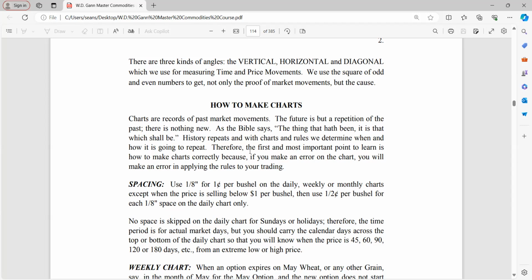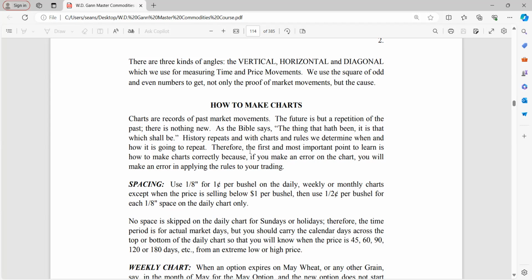Therefore, the first and most important point to learn is how to make charts correctly. Because if you make an error on the chart, you will make an error in applying the rules to your trading. So what's he telling us? What's he warning us? He's warning us that in your chart, in order to correctly use a geometric angle, you're going to have to scale the chart accordingly, right? It's going to have a scale that allows you to solve the market properly, right?